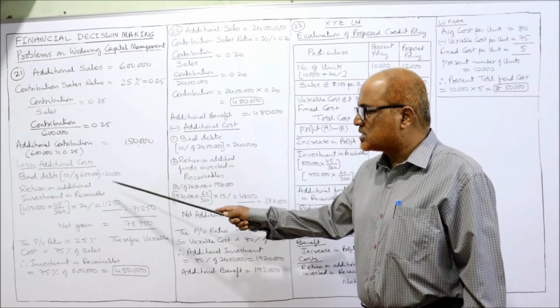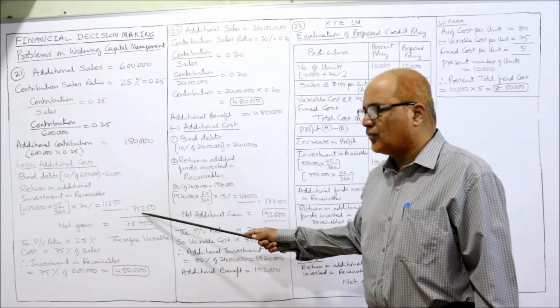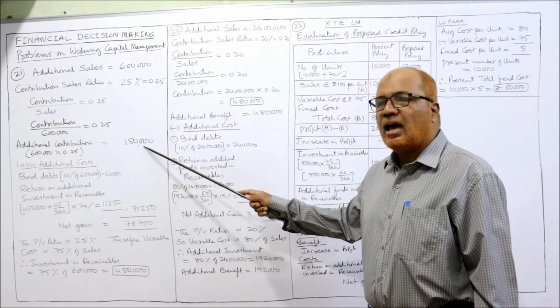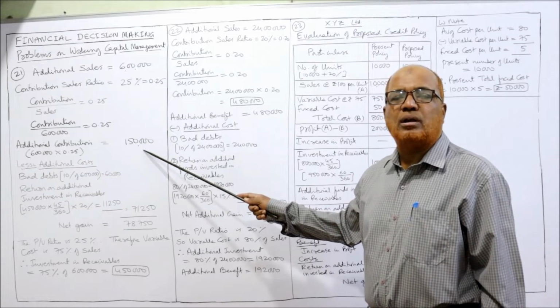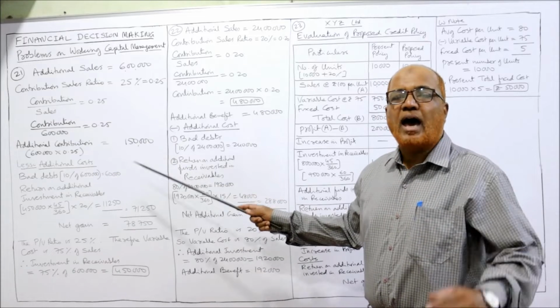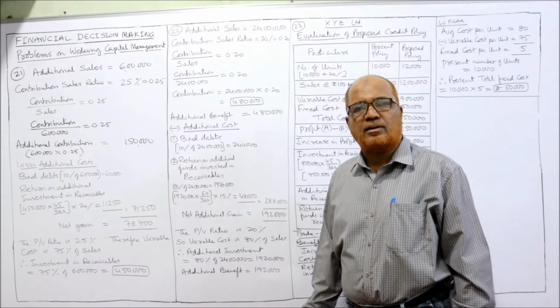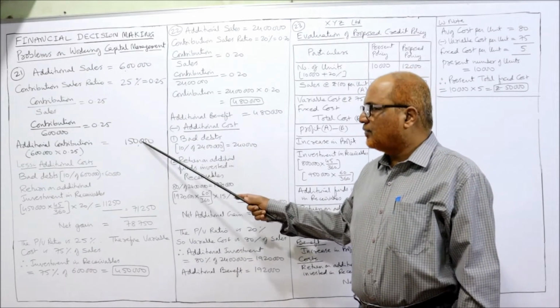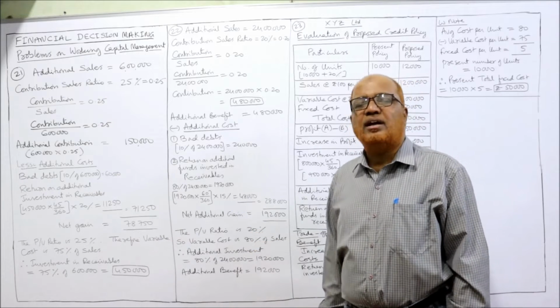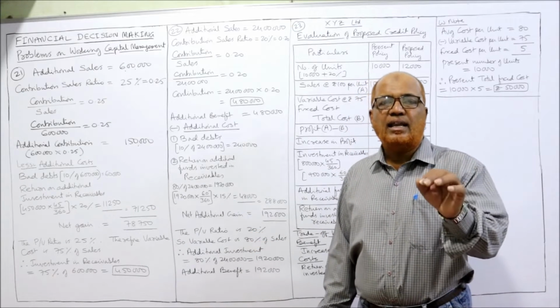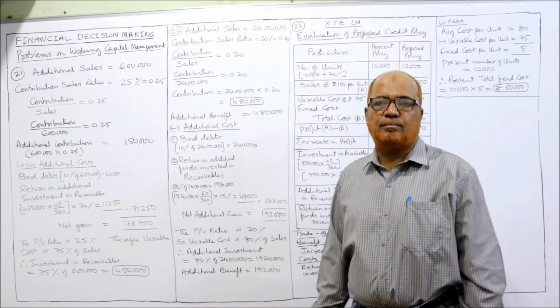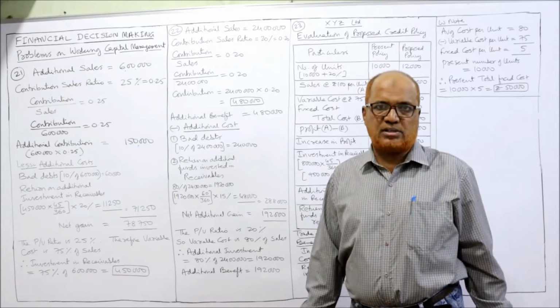Now take the total: 60,000 plus 11,250, 71,250. Now 1,50,000 is the additional contribution we are getting, and the additional cost we are incurring is 71,250. Subtract. So 1,50,000 minus 71,250, 78,750 is the net additional gain from the new credit policy.